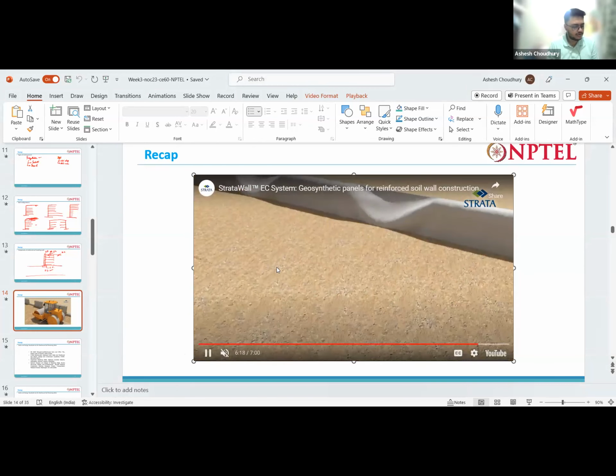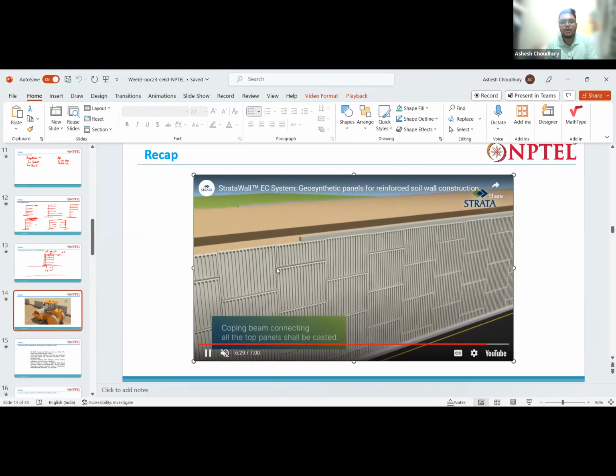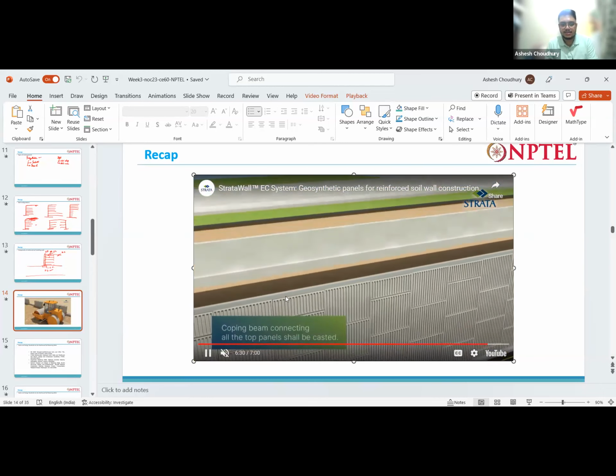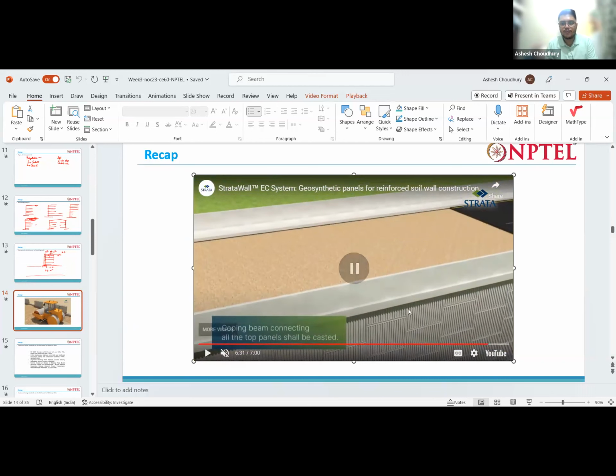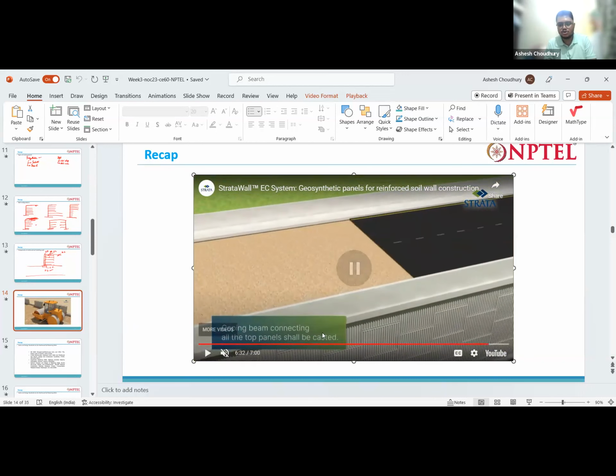Same construction. Okay, so this is the final view. Done. Then at the top, what do we do? We put one coping beam, because we need to put the crash barrier also, right? This coping beam is placed and the other things are cast: the crash barrier and the pavement.